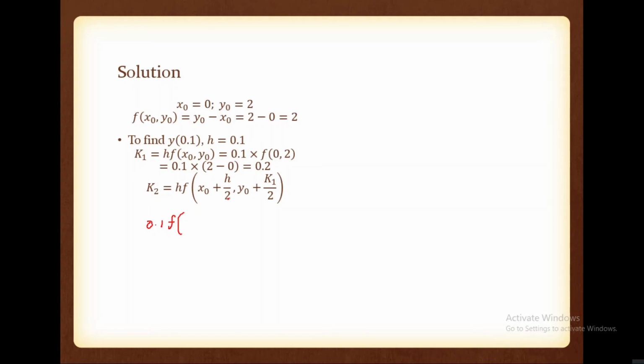So what is h by 2? 0.05. So x0 plus 0.05 is 0.05, comma. Now y0 is 2. k1 is 0.2. So what is k1 by 2? 0.1. So y0 plus k1 by 2 is 2 plus 0.1, so 2.1. So we have to find 0.1 into f of 0.05 comma 2.1. So this is y minus x. Here f is y minus x, means 2.1 minus 0.05, that is 2.05 into 0.1. It will give 0.205, right?